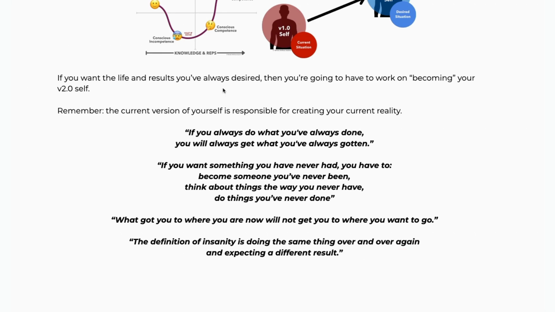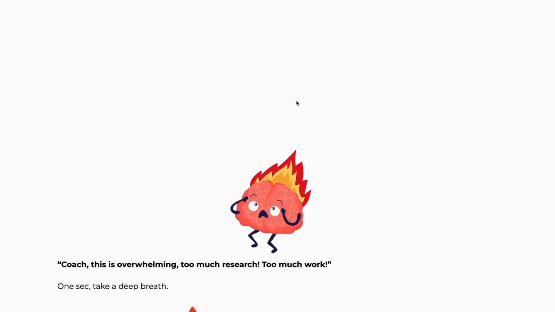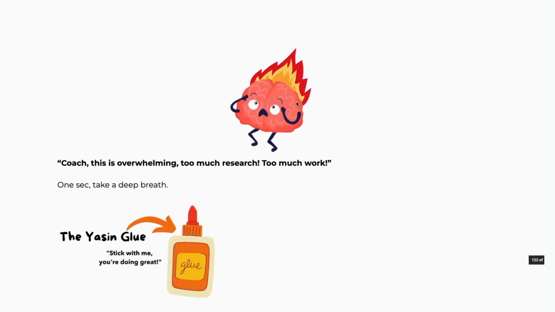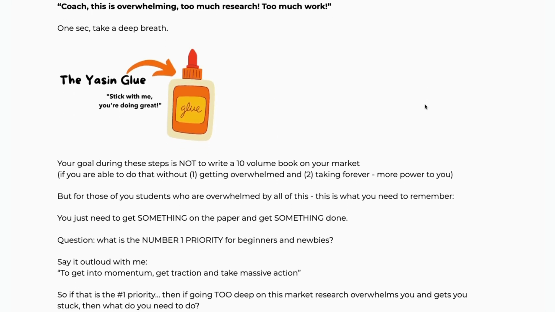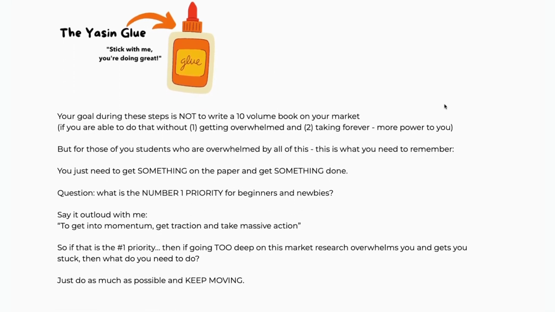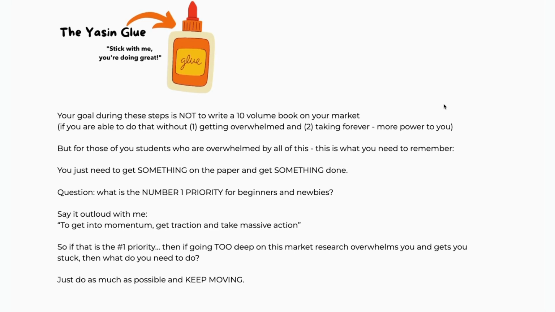Now, for those students who say, hey, this is overwhelming, this is too much work, I would urge you to take a deep breath, take a second, right? Use the Yasin glue, stick with me, right? You're doing great, okay? And so the goal of this isn't to literally spend the next 50 years trying to put all of this together. Now, if you can have a very extensive document that doesn't get you overwhelmed, it doesn't take you forever, more power to you.